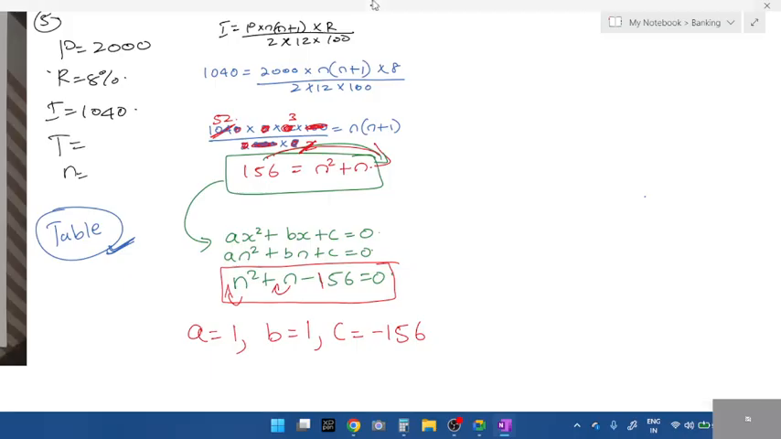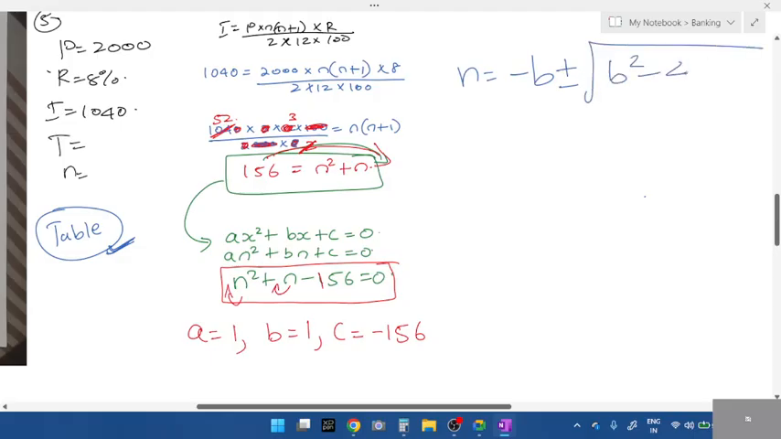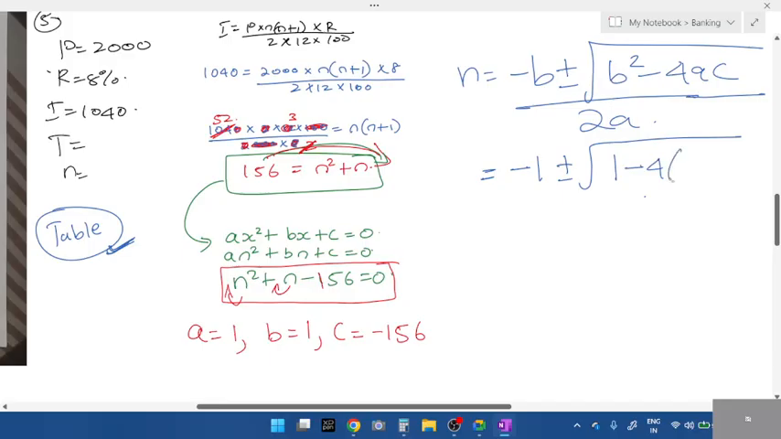It should be 0. Now let us use the formula. N is equals to minus b plus minus square root of b square minus 4ac divided by 2a. Memorize this formula. N is equals to minus b, students. Minus b is minus 1, plus minus b square, 1 square is 1, minus 4 into a value is 1, c value is minus 156, divided by 2 into 1 is 2.